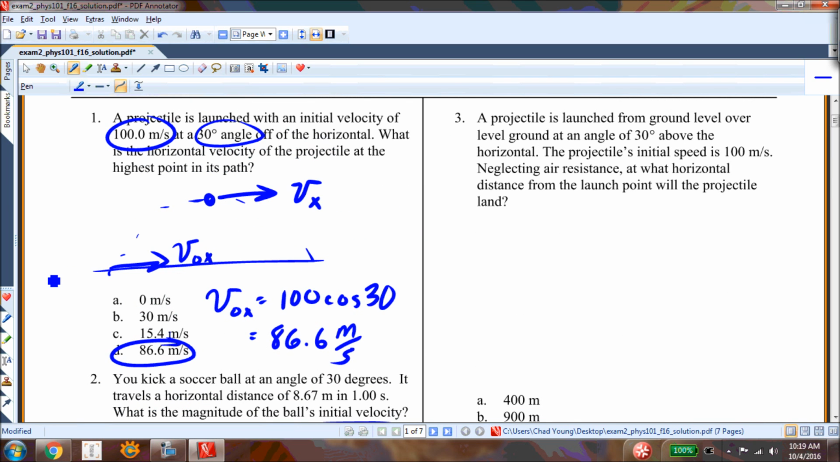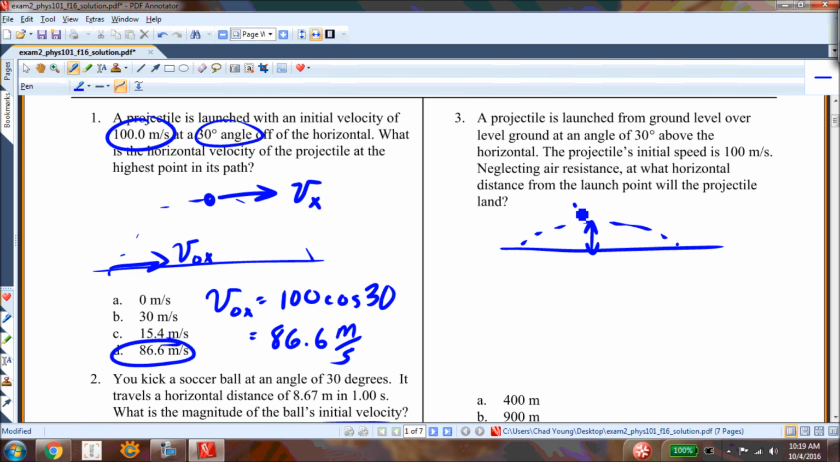A projectile is launched from ground level over level ground at an angle of 30 degrees above the horizontal. Speed is 100 meters per second. Neglecting air resistance, at what horizontal distance will the projectile land? Okay, so I need to first find the time. I have this object traveling like this. I can find the time in a couple different ways.